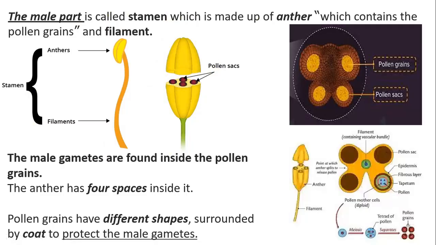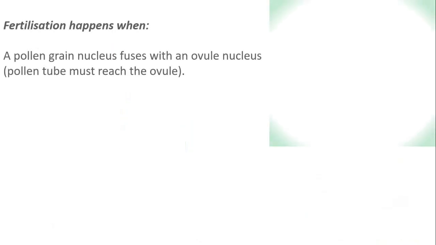The pollen should be protected with a coat. Why? Because they are going to travel to the female, so they will pass through a lot of different situations. They can be destroyed, they can be eaten, so they have to be protected. So again, pollen grains have different shapes and they are surrounded by a coat to protect them from the different environmental conditions while they are traveling from the male to the female.